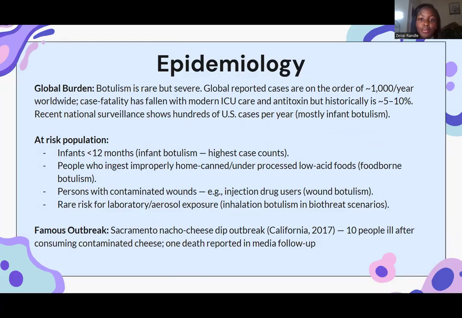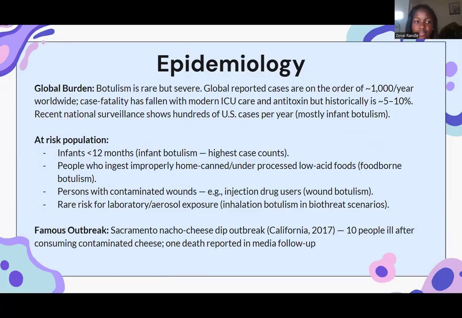It is a rare but severe disease. Global reported cases are on the order of about 1,000 per year. Case fatality historically is about 5 to 10%, but is decreasing, and there are hundreds of US cases per year, mostly infant botulism.